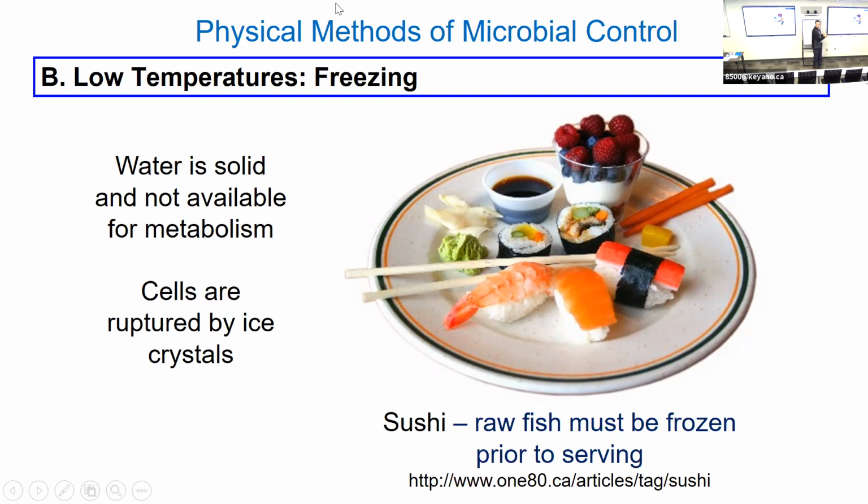So that's why I actually have a picture of sushi. In Canada, in order to serve sushi, it has to be frozen. Now, usually we don't freeze it just by throwing it in the freezer because that affects the taste. So usually what most sushi restaurants do is it gets flash frozen. So that's using something like liquid nitrogen.